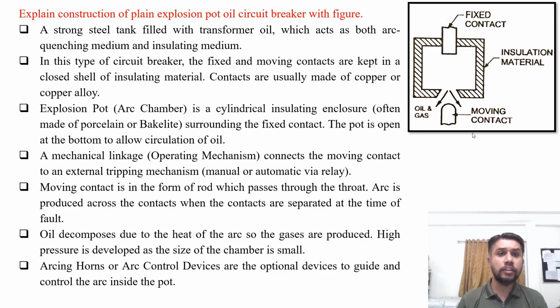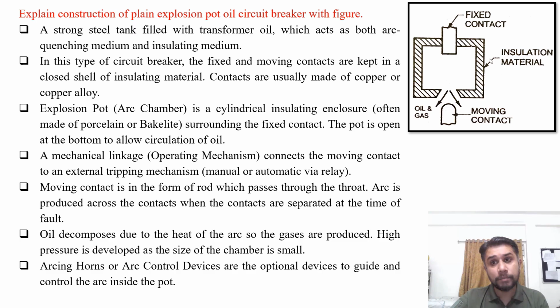Explain construction of plain explosion pot oil circuit breaker with figure. So in the figure you can visualize the plain explosion pot oil circuit breaker, one of the simplest constructions of the oil circuit breaker. A strong steel tank filled with transformer oil, which acts as both arc quenching medium as well as insulating medium, is filled. In this type of circuit breaker, the fixed contact and moving contacts are kept in a closed shell of insulating material. The contacts are made up of copper or copper alloy.